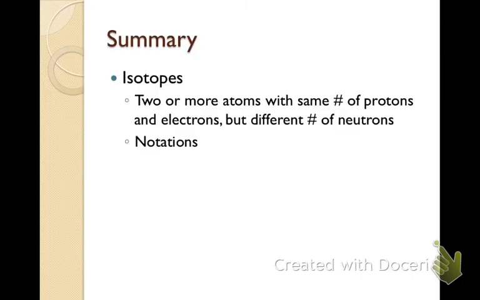So isotopes are two or more atoms with the same number of protons and electrons, but a different number of neutrons, and make sure you know how to use those notations.